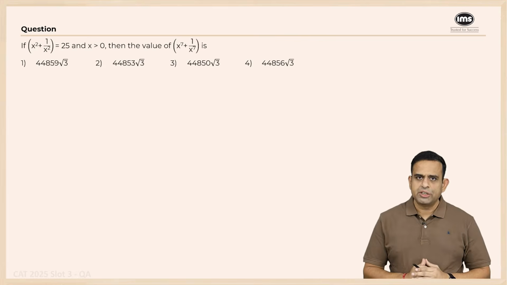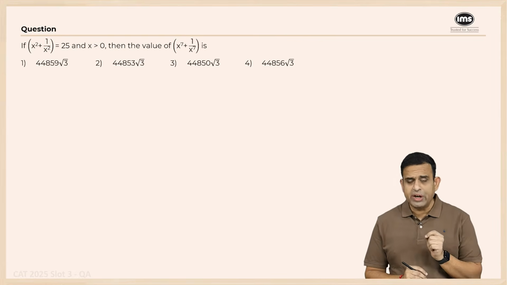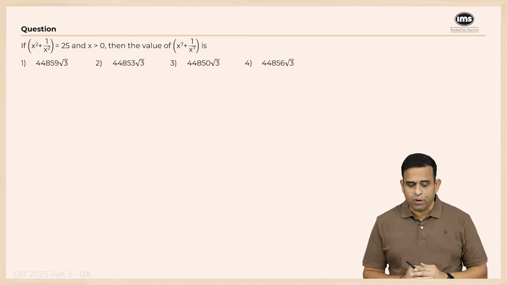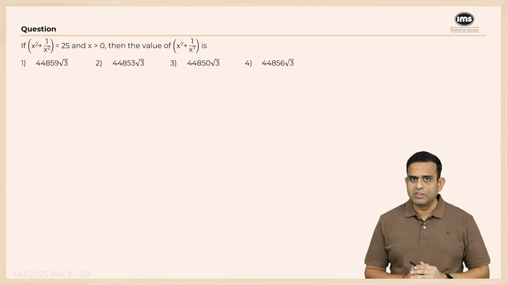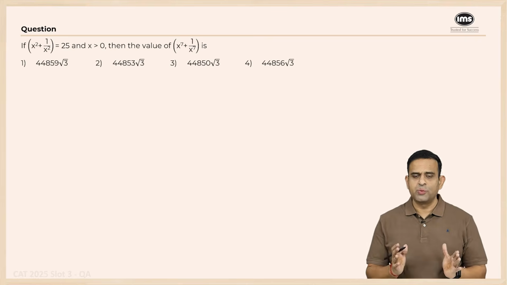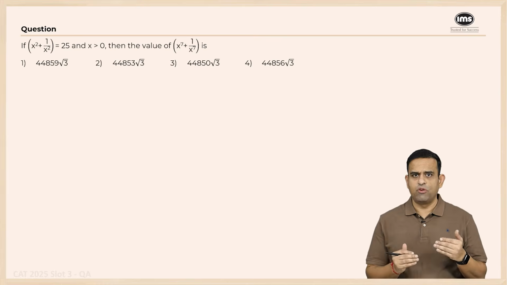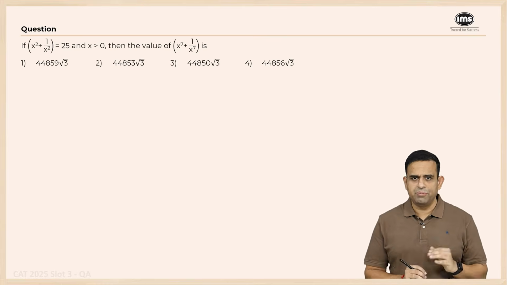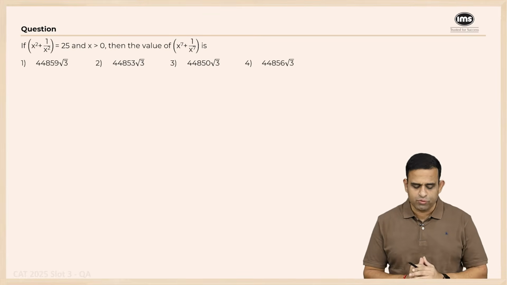If I look at the next question, it says that if x square plus 1 upon x square happens to be 25 and x is positive, then find the value of x power 7 plus 1 upon x power 7. Now this question happens to be in algebra, and if you know the basic formulas like a square plus b square, a cube plus b cube, these are standard formulas known to all of us.